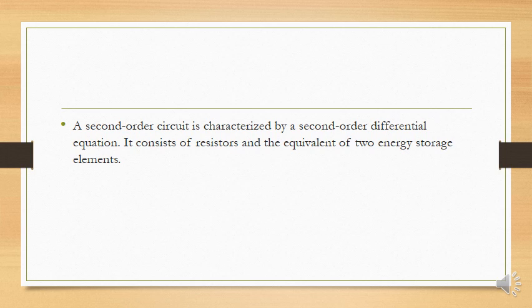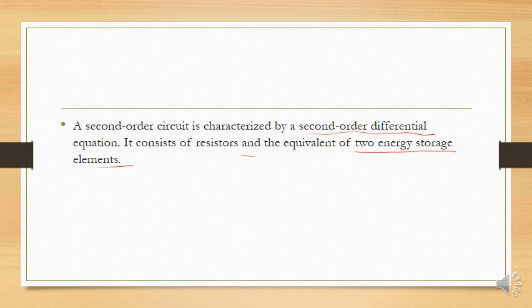What are second order circuits? A second order circuit is characterized by second order differential equations. It consists of resistors and equivalent energy storage elements. In simple words, if the number of energy storage elements increases, then the complexity of our equation also increases, right?